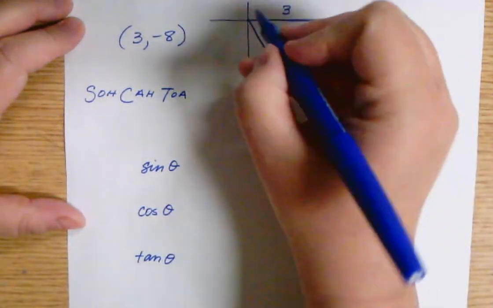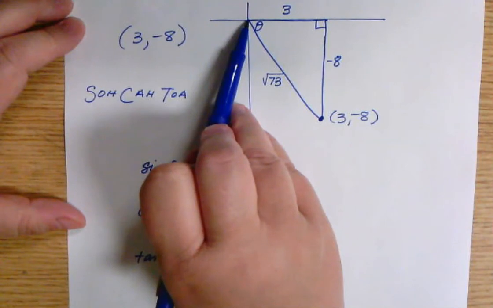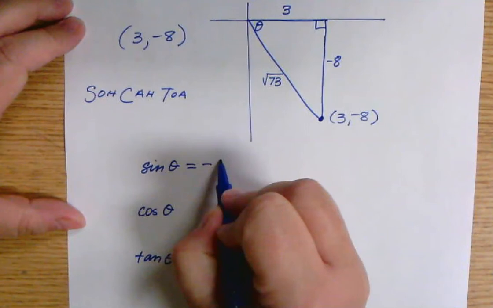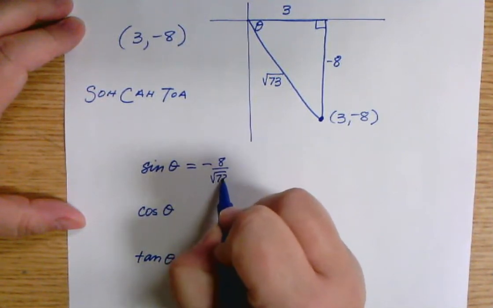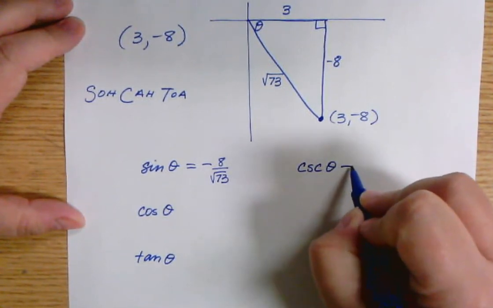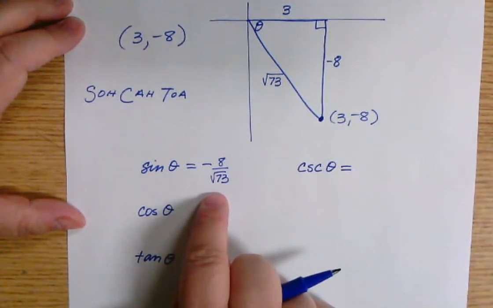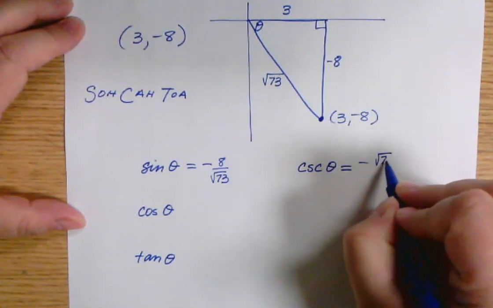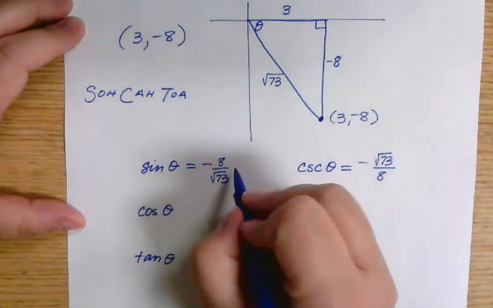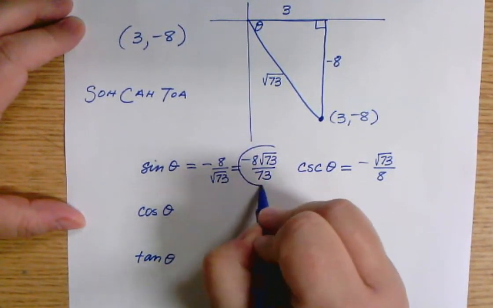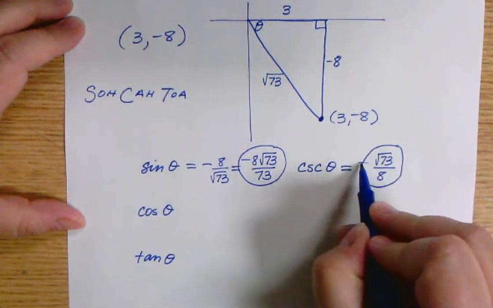So the sine, and here's the theta, it's always the angle closest to the origin, is opposite over hypotenuse. So that's -8/√73. Now we have to rationalize that, but before I rationalize it, I'm going to go ahead and do the cosecant because it's easier to flip this than to wait and rationalize it and then flip it, because then I'd have to rationalize it again. So cosecant is the reciprocal of sine, so this is going to be -√73/8. And rationalized, it looks like this. So there's my sine and my cosecant.